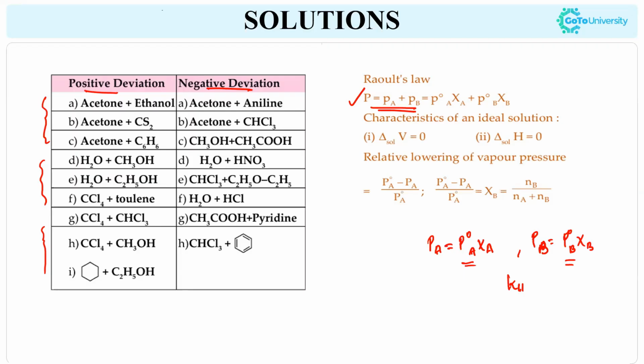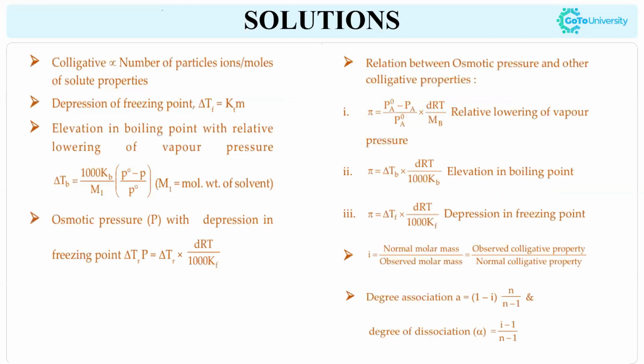Okay, that's it. Now the colligative property. The colligative property means the properties of the solution which depend on the number of particles or number of moles. That is called colligative property. So colligative properties are of different types. First one, relative lowering of vapor pressure, depression in freezing point, elevation in boiling point. All these we know, right?